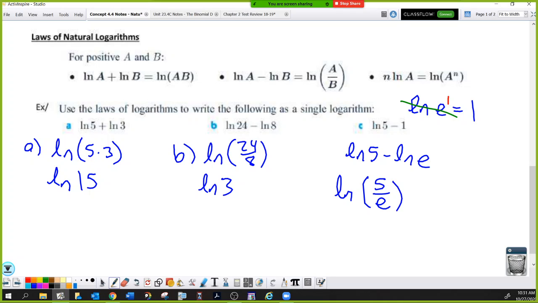And guess what? That's it. That's as good as that one gets, because 5 over e is not pretty. That's as good as it gets.